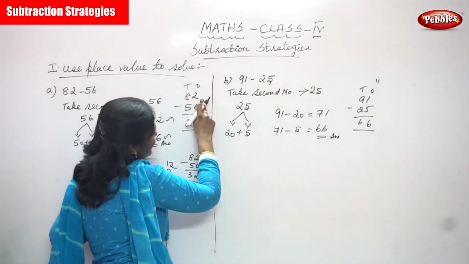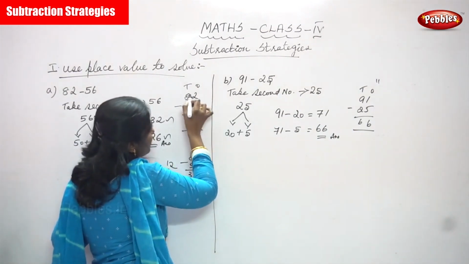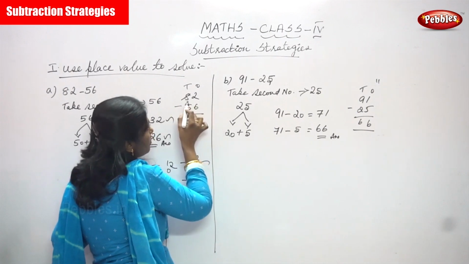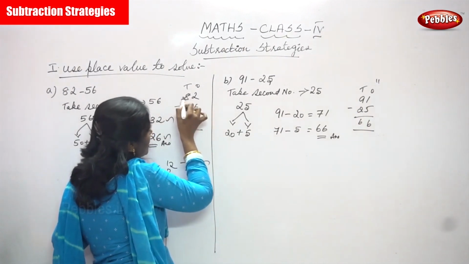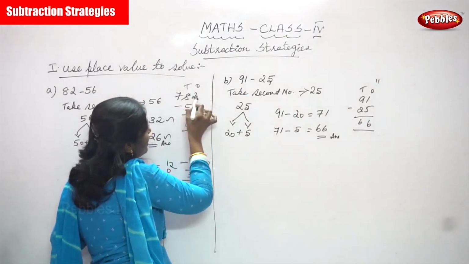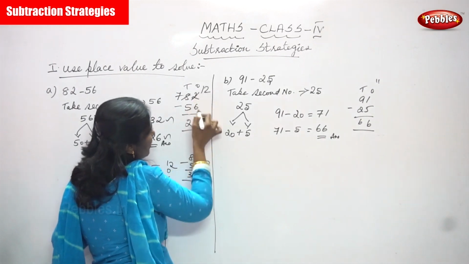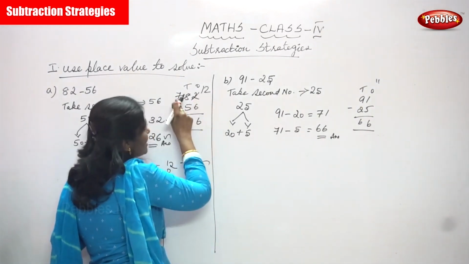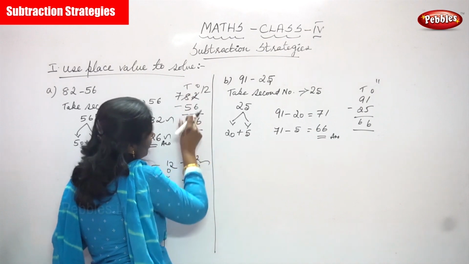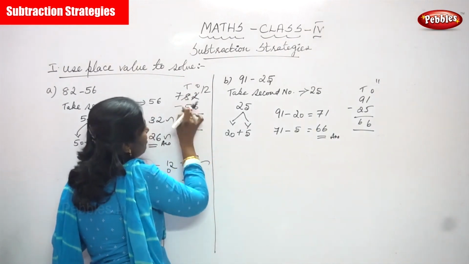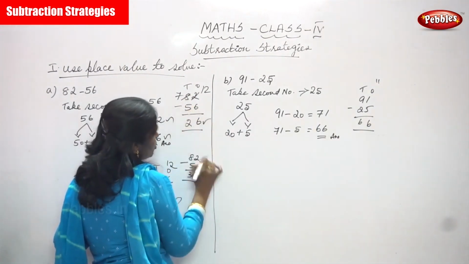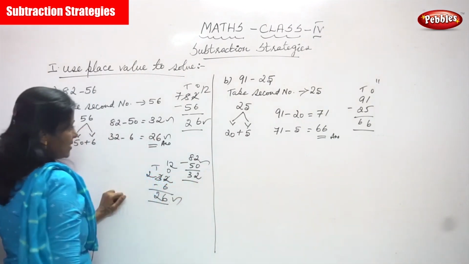2 is smaller than 6, so you have to borrow 1 ten from the tens place. So 8 becomes 7 and this 2 becomes 12. 12 minus 6 is 6. Then in the tens place, 7 minus 5 is 2. So the answer is 26.